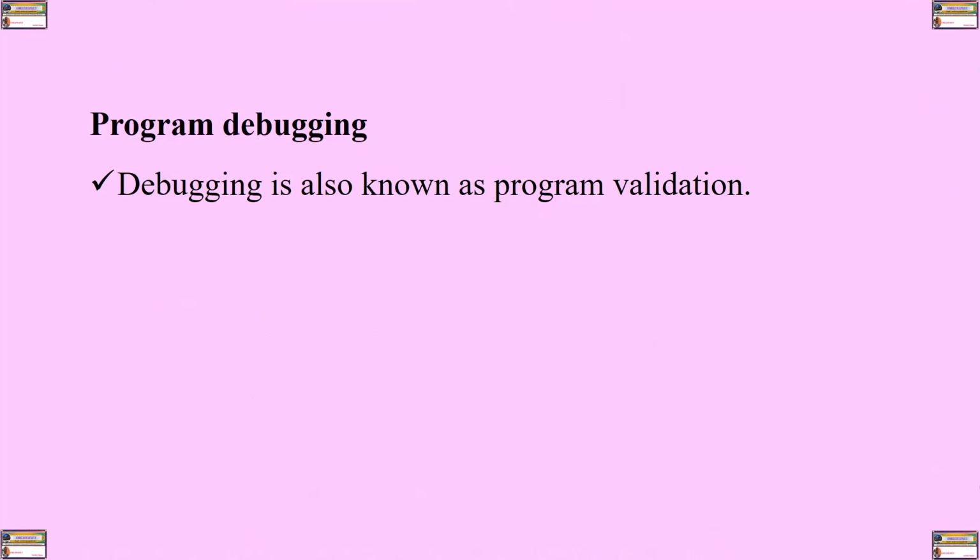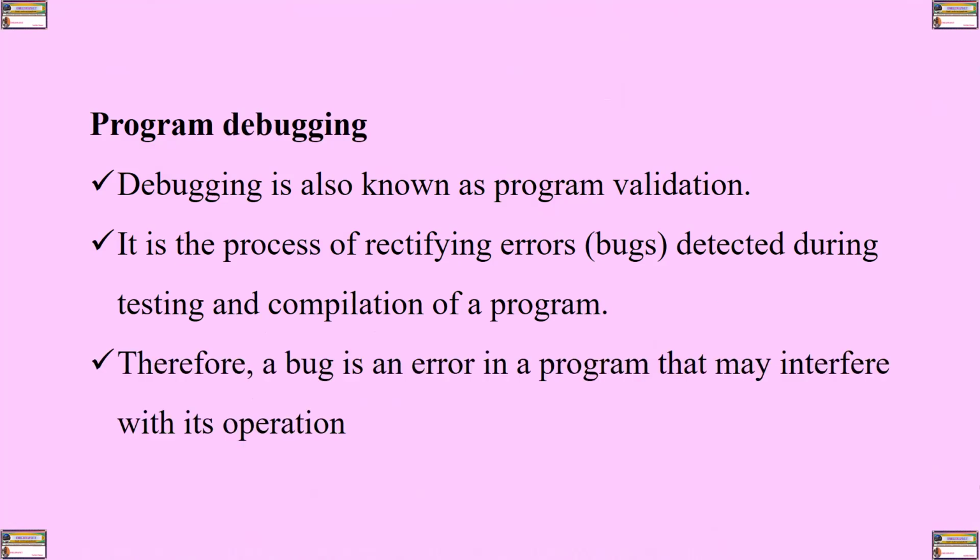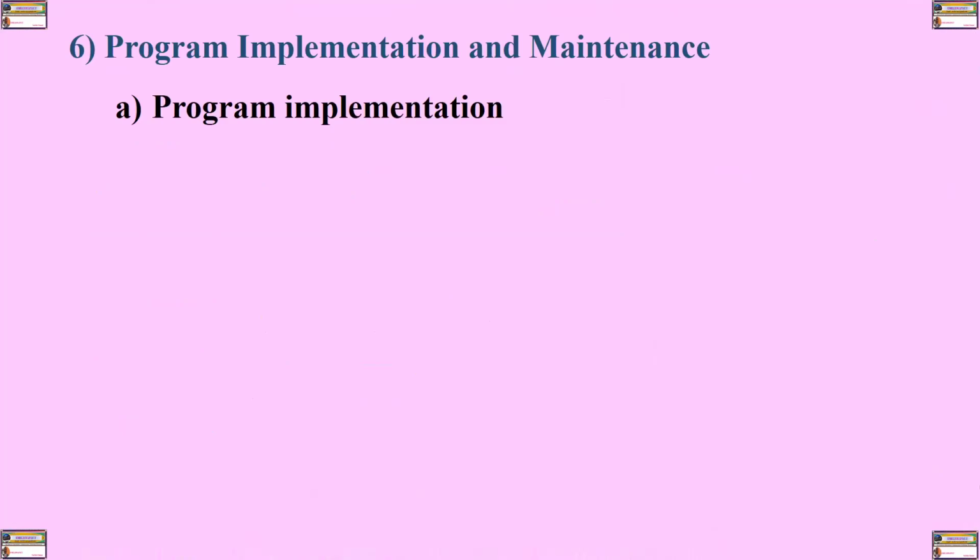On the other hand, program debugging is the process of rectifying errors or bugs that have been detected during testing and the compilation of a program. Debugging is therefore also known as program validation, and errors in a program are referred to as bugs. Therefore, a bug is an error in a program that may interfere with its operation.